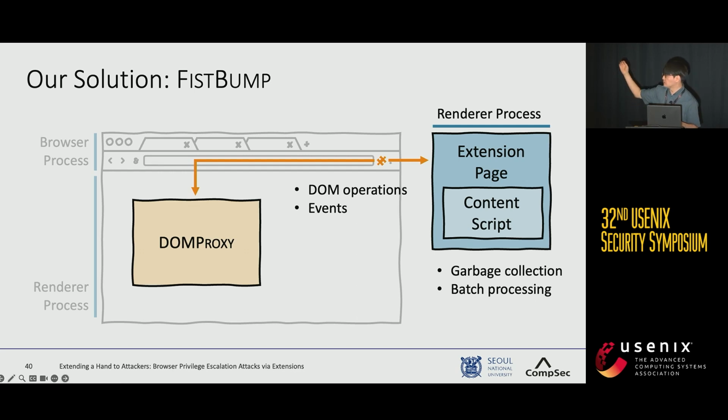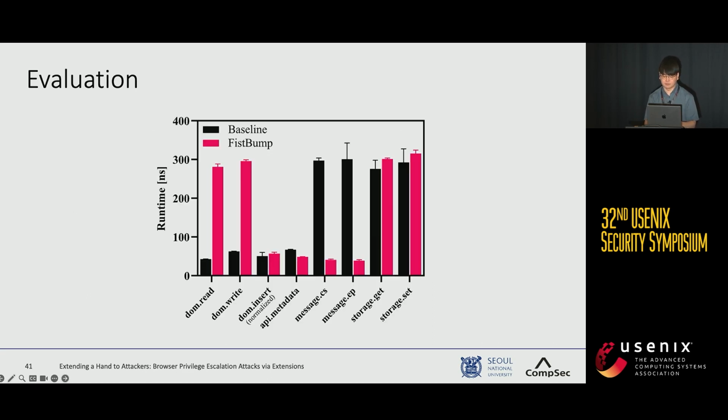To speed up, we implemented garbage collection and batch processing on FistBump. Our implementation showed it is compatible with existing extensions without modification. In terms of runtime, it showed negligible difference in messaging and storage access. Since the messaging no longer needs IPC, it shows a decrease in runtime. However, since DOM operations now require an IPC round trip, it slowed down significantly. But with batch processing, we could bring this down to 13% overhead.